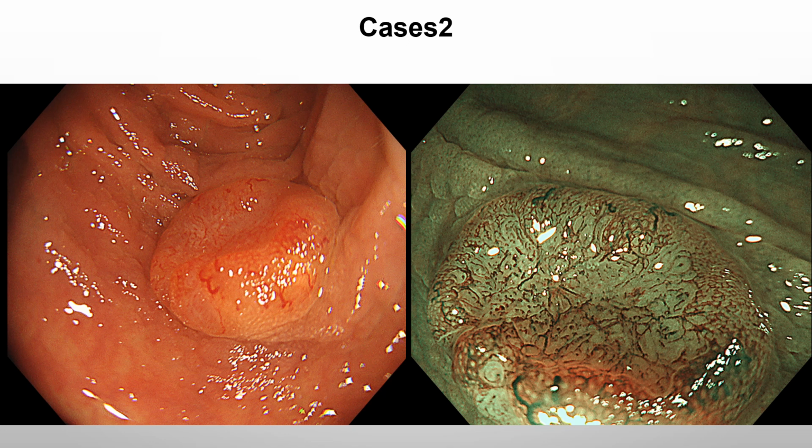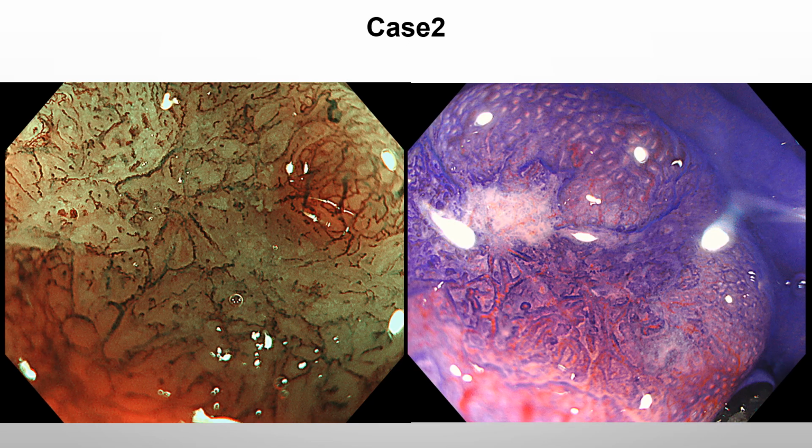The region has depression area. By NBI magnification, vascular pattern is loose vessel area and interruption of thick vessel. Surface pattern is amorphous area. I diagnose JNET 3. By crystal violet stain, I diagnose 5I invasive pattern.